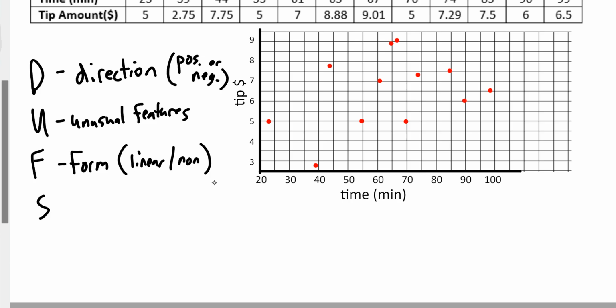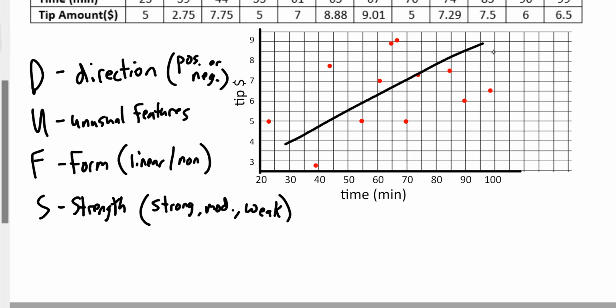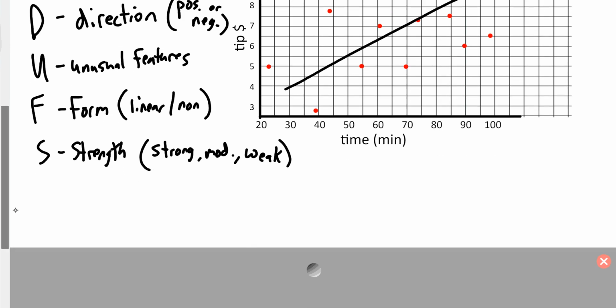And then S, the strength. You can learn more about the strength once we figure out your correlation value, the R value. But we can look at it and make our own estimate. So our options really are strong, moderate, and weak, or somewhere in between those. If you looked at this and thought it looks generally linear, I can make out a linear shape to it. Looks like it to me.